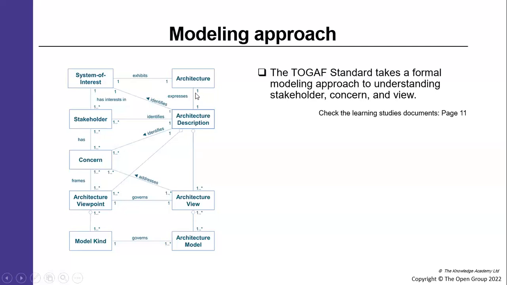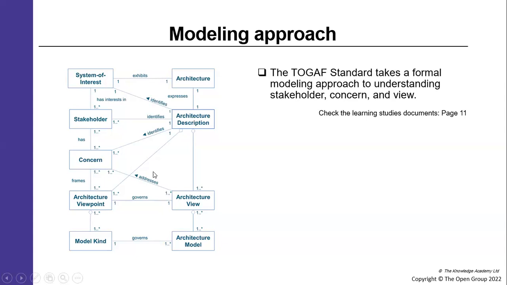Now, here, if you look at that, architecture description identifies the system of interest. Architecture description identifies the concerns of the client. Architecture description identifies the stakeholder. Getting it? So architecture view addresses the concerns of the stakeholder, correct? Description identifies the concern, but what addresses the concern of the stakeholder?